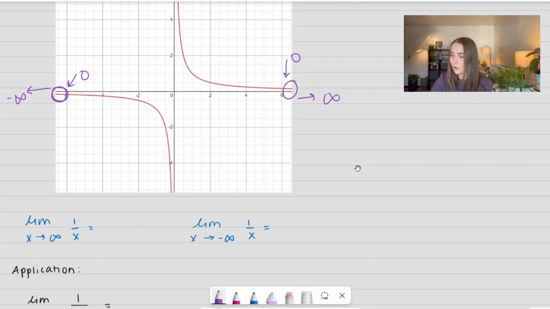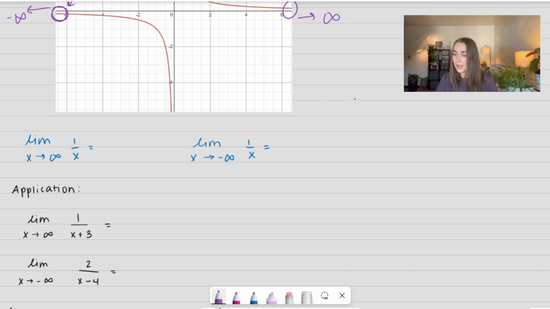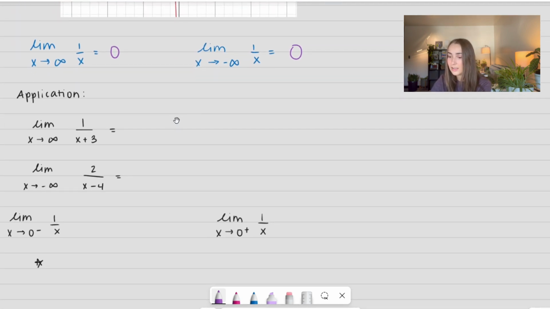So using this knowledge, both the graph and the table, I'm going to take a good educated guess that the limit as x goes to infinity of 1 over x is equal to 0, along with the limit as x goes to negative infinity of 1 over x going to 0. This is a really great application when we dive more into limits, but I have a couple of applications right here.